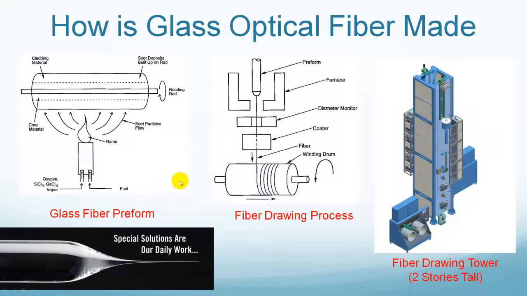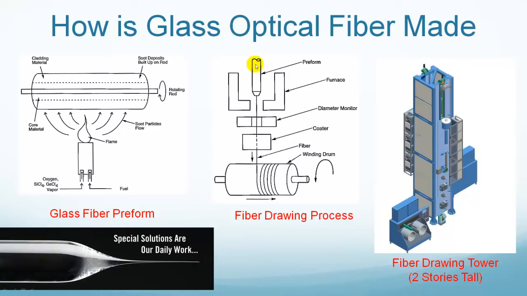The manufacturing of glass fiber goes through 2 steps. In the first step, a preform is made. This preform has exactly the same proportion of core and cladding material as the final fiber product, but in a much bigger size. It looks like a thick glass rod, as shown in the bottom picture.